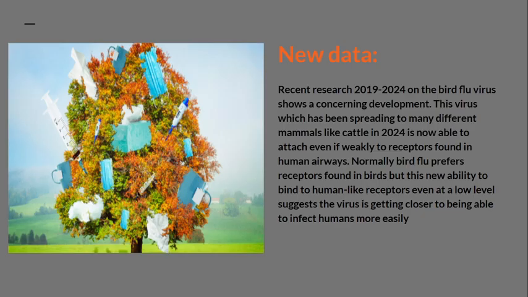Influenza new data. Recent research, 2019 to 2024, in the bird flu virus shows a concerning development. The virus, which has been spreading to many different mammals like cattle in 2024, is now able to attach, even if weakly, to receptors found in human airways. Normally, the bird flu prefers receptors found in birds, so this is closer to being able to infect humans more easily.